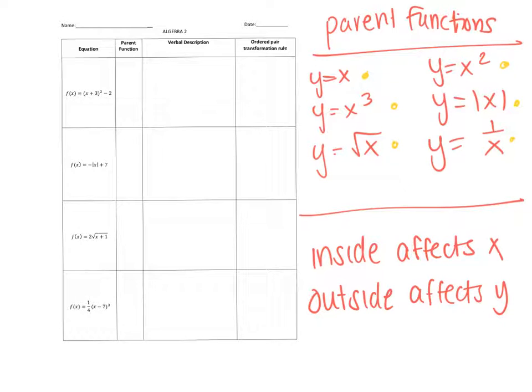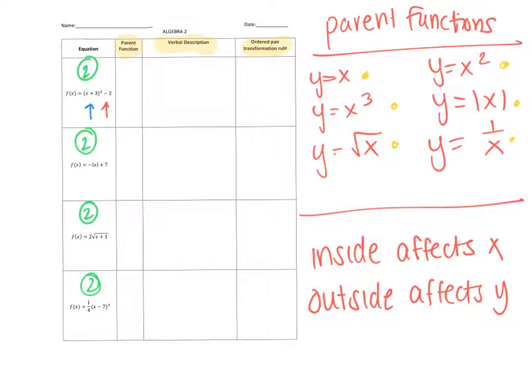So what I want you to do is come up to here and fill in each of these boxes, okay? In this case, all of the ones that we see here have 2 transformations. So you should be having some things affecting your x and some things affecting your y, okay? So remember, let's do this first one together. We have something that's inside and we have something that's outside, okay?